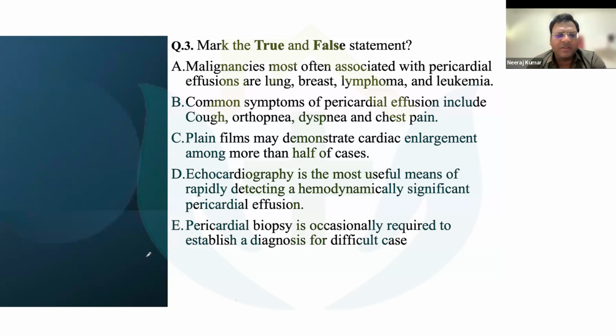If you see the choices, they are very similar, just slight modifications. The first option, these malignancies, is true for pericardial effusions. These are the most common sites where these malignancies are associated, and the second option is not true. I will show why. And the other options are true statements. All these are true statements. So you just see why.